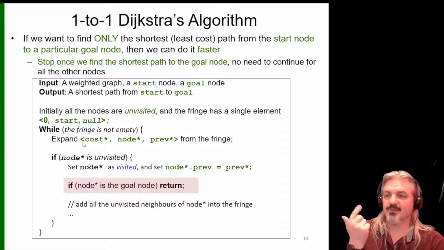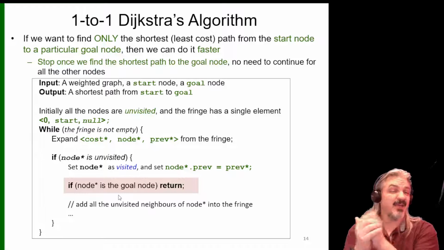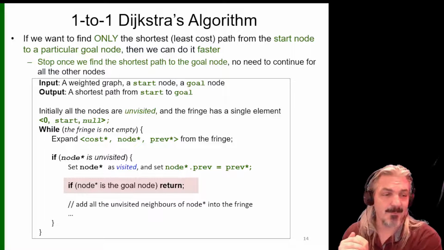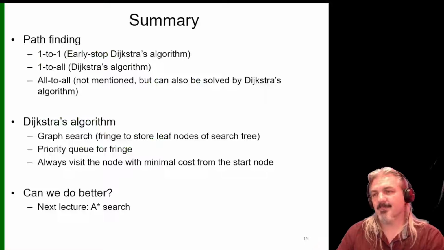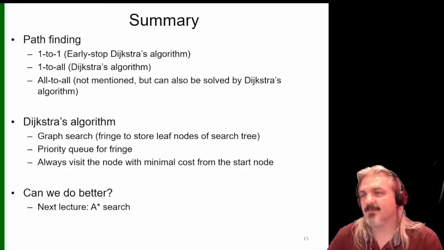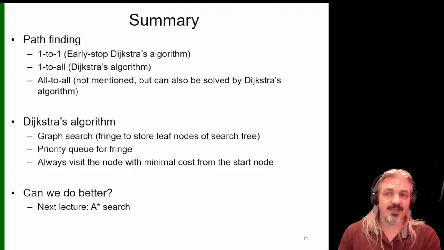We take the fringe, we expand the fringe, and we say whether it's been visited or not. And then we have this extra clause which says, if you're the end node, drop out right now. So that's a kind of stop early mode. So in summary, if we're doing one-to-one, we can stop early.